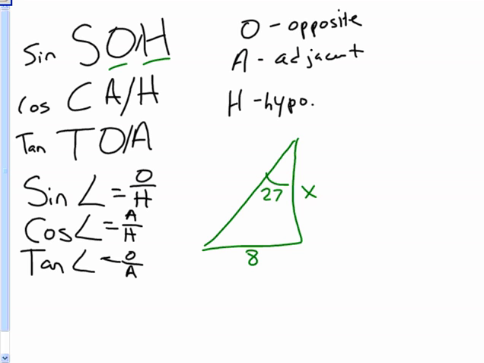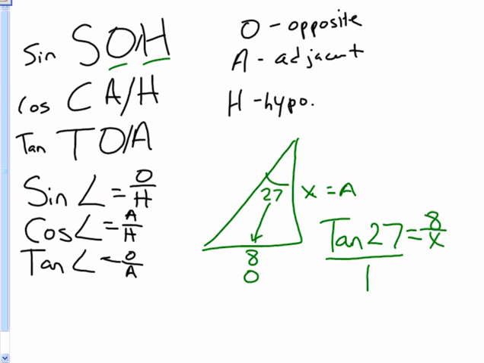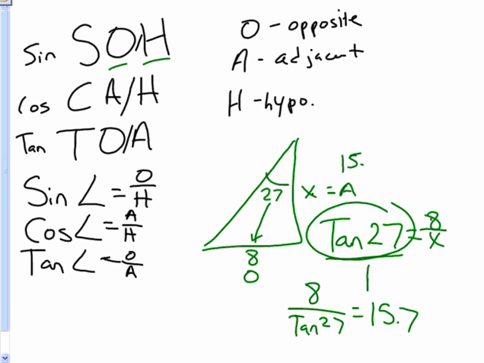All right, so let's try it. Across from the 27 is the opposite. This is the adjacent, so it's OA. Which one has OA in it? Tangent. So the tangent of the angle, 27, is equal to the opposite, 8, divided by the x. Put this over 1. What am I going to do? 1 times 8 divided by the tangent of 27. So it's 8 divided by the tangent of 27. What does that equal, somebody? 15.7. So x is 15.7.